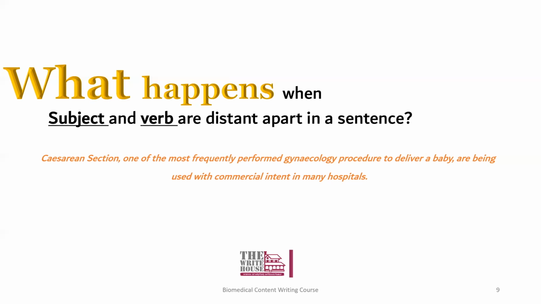So this is not the correct sentence, because the writer got confused that one of the most frequently performed gynecology procedure to deliver a baby are. So this phrase in between caesarean section and are being used has been considered to make it feel that we are talking about the plural subjects or the many subjects, but we are talking only about the single subject, that is a caesarean section and one particular caesarean section. So this are is the wrong verb used here.